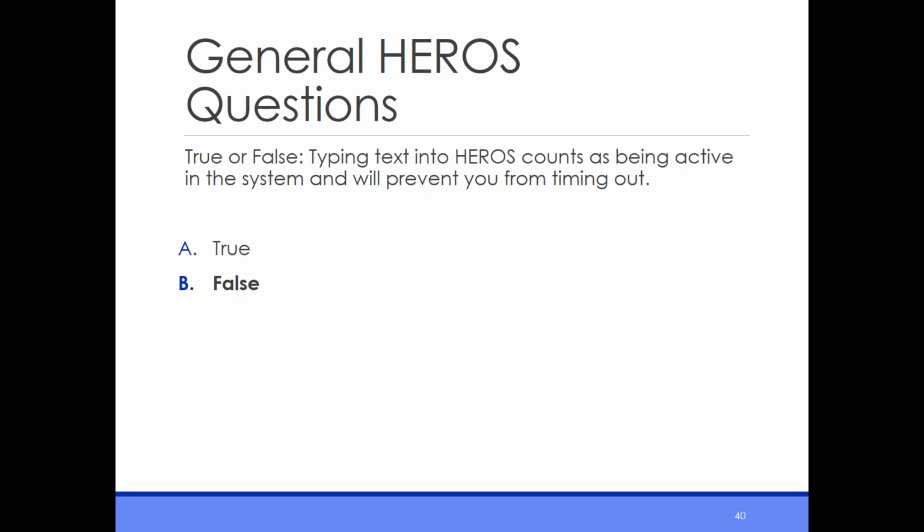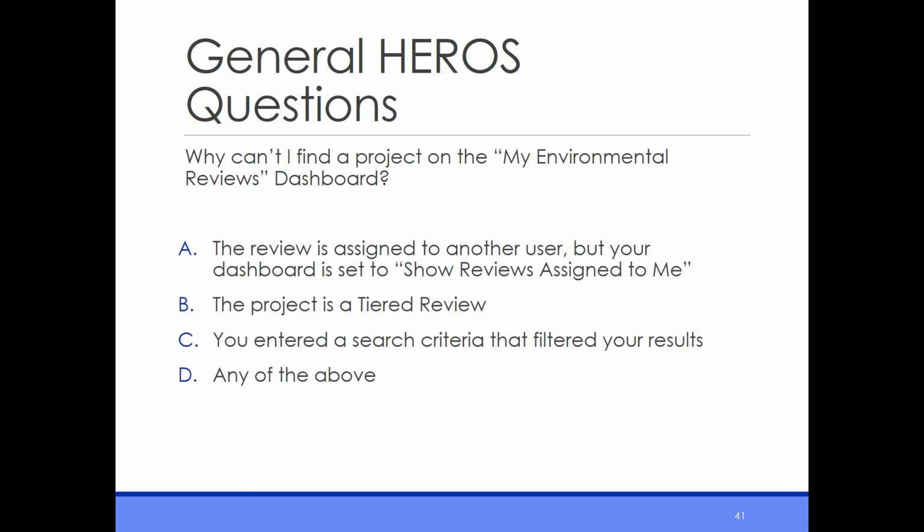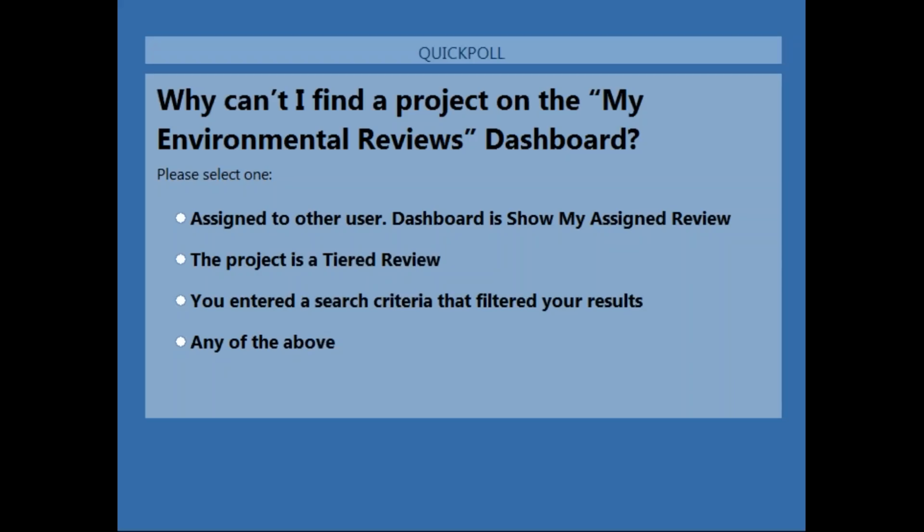All right, one more from me. I'm looking for a project on the My Environmental Review dashboard, and I can't find it. Where is it? Why can't I find it? Option A is it's assigned to another user, but your dashboard is only showing my assigned reviews. B, or next choice, is it's tiered. Next choice is you've entered search criteria that filtered your results, or any of the above. Kind of a lot to read on this one.